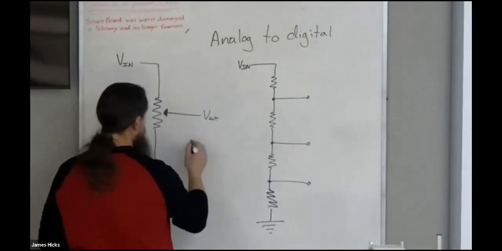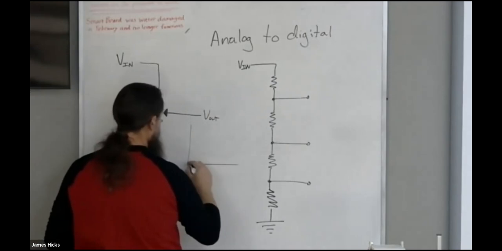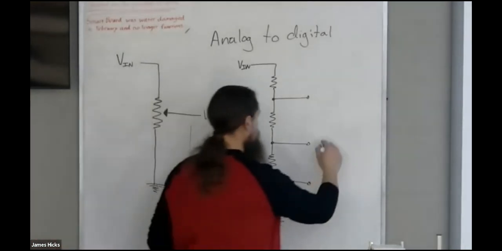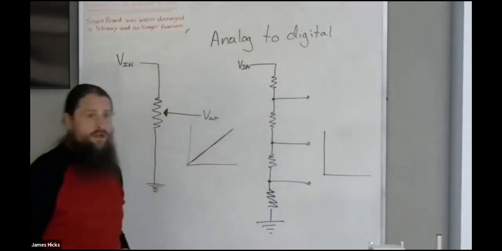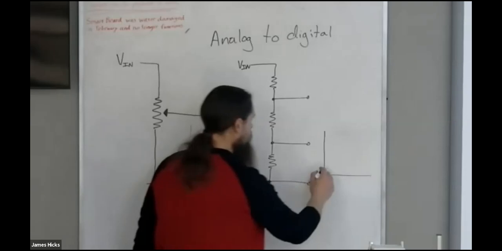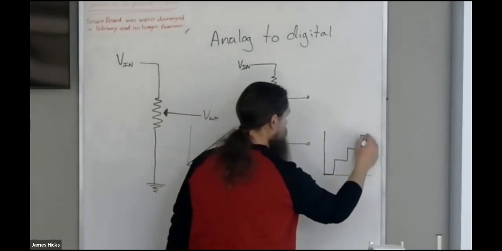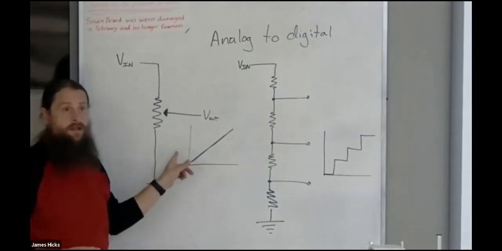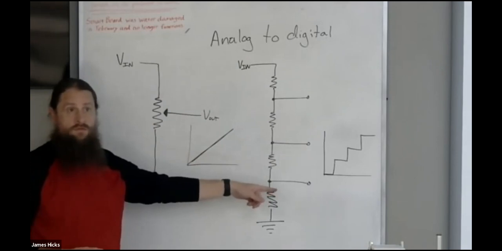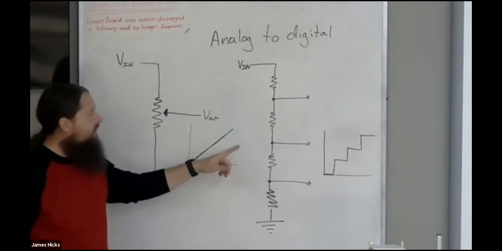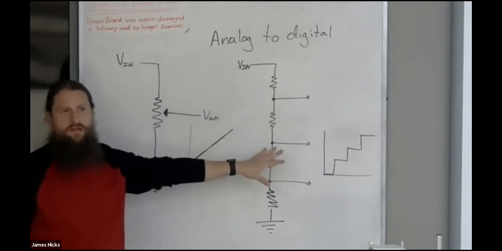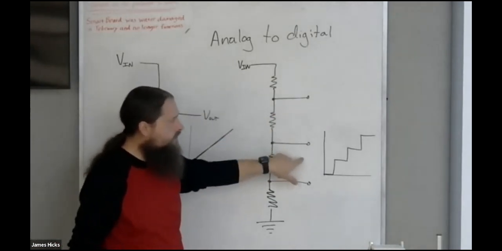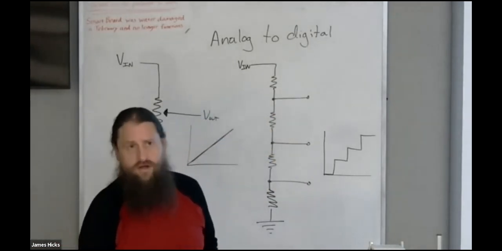So this potentiometer, its output voltage would be a straight line. What's the output voltage of the thing on the right? Staircase. That's analog, that's digital. Digital and binary are definitely going to be related. But in a sense, this is more digital, more discretized.